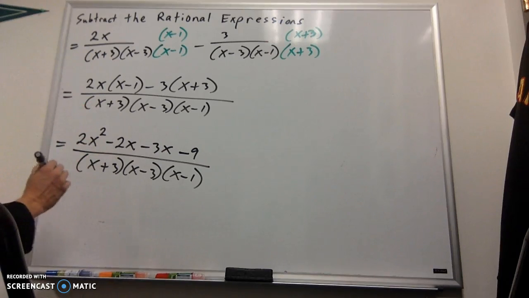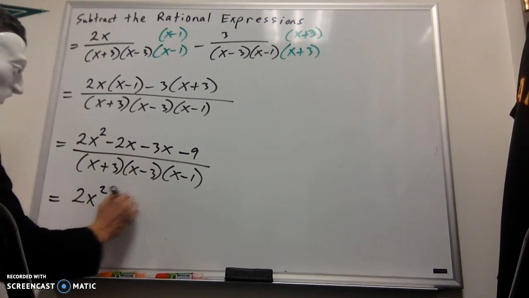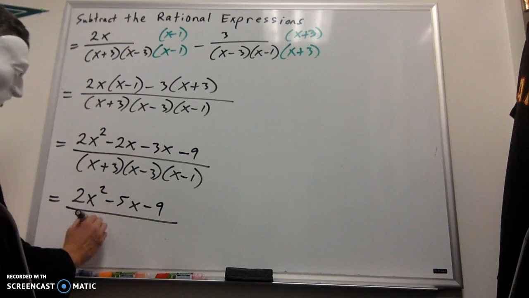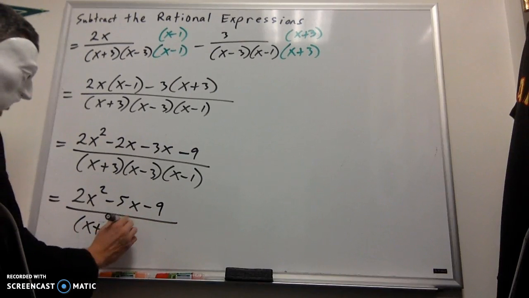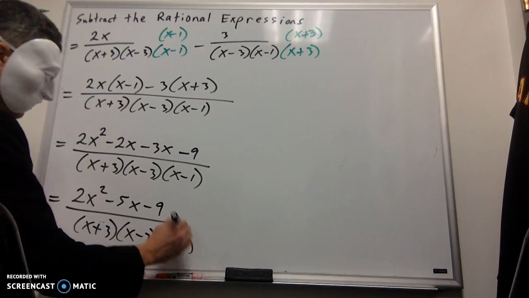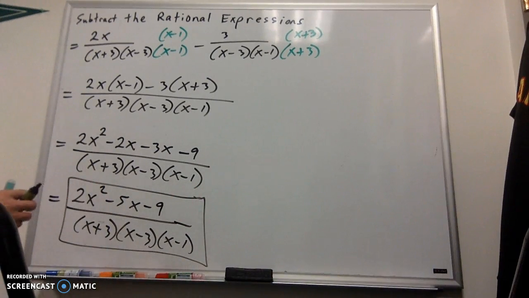I'm going to clean up my numerator now. So I'm going to have 2x squared minus 5x minus 9. And it's all over my least common denominator. x plus 3, x minus 3, x minus 1. And that's my answer right there. The numerator is a prime trinomial. It won't factor.